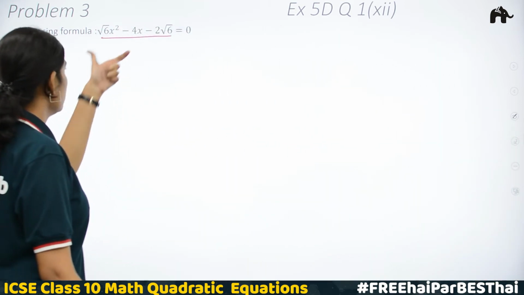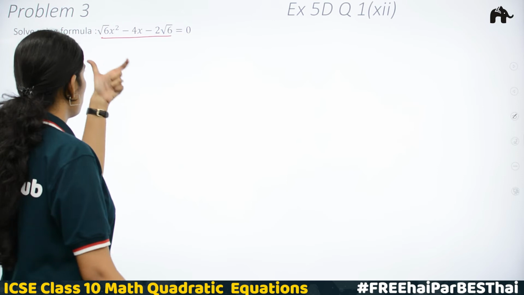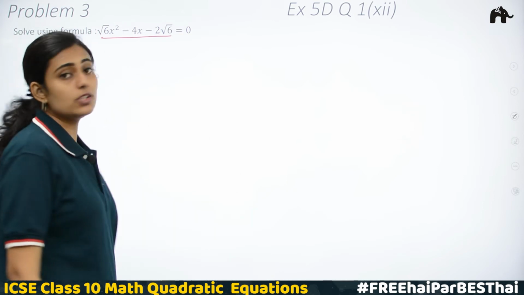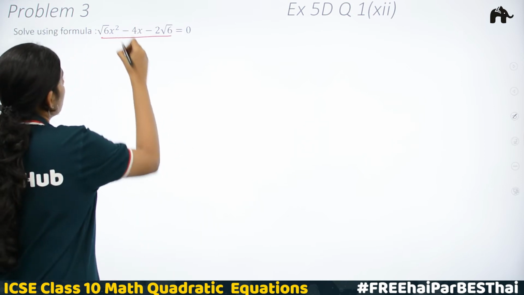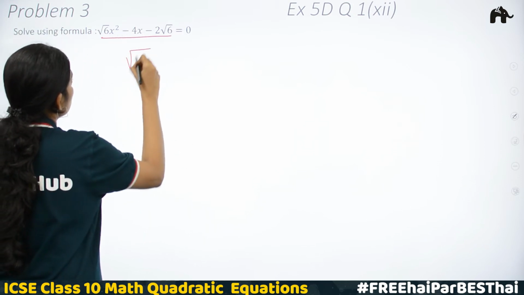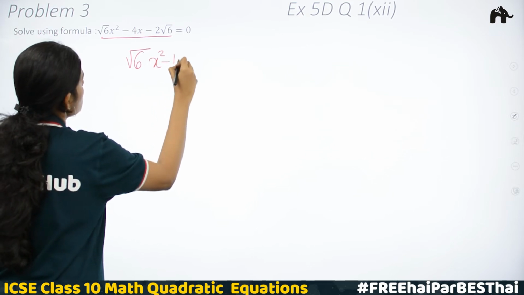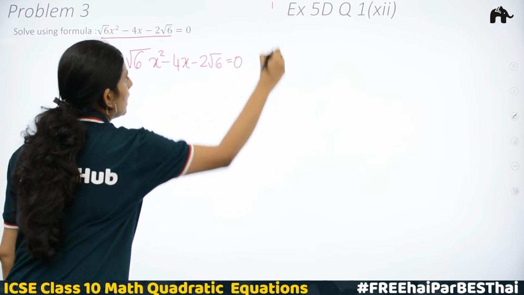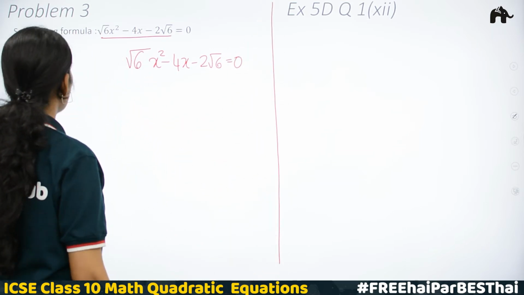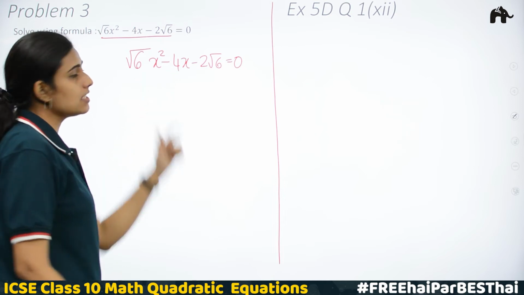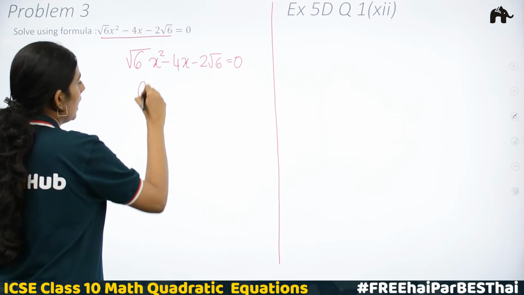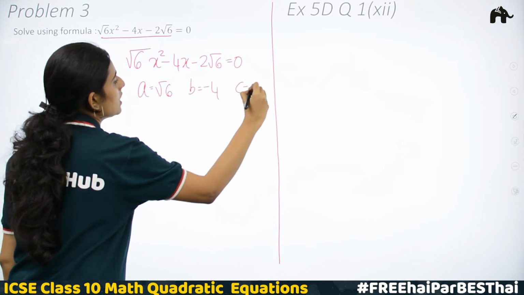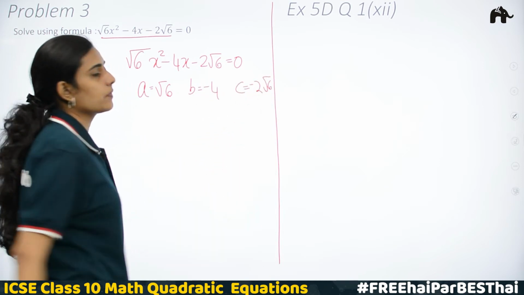We have the given equation in the standard form of quadratic equation. Coefficient of x square we have root 6. The equation is root 6 x square minus 4x minus 2 root 6 is equal to 0. Here it is mentioned that you have to use the formula to solve this problem. What is A? A is equal to root 6, B is equal to minus 4 and C is equal to minus 2 root 6.